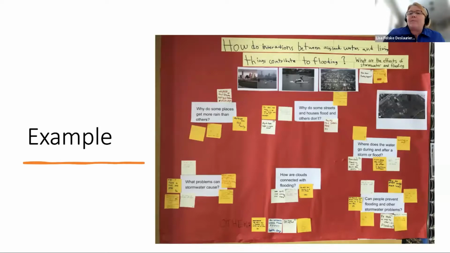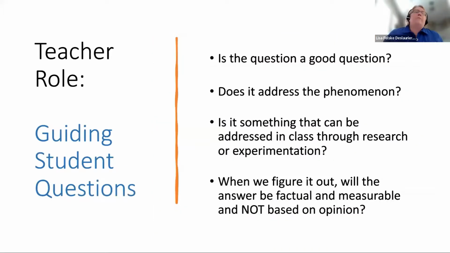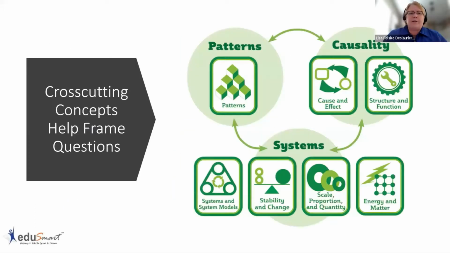Or, how do interactions between air, land, water, and living things contribute to flooding? So this is a huge question, probably a unit question, and you could tie in more than one science standard to this. So your role as a teacher is to steer them or help them understand: is the question a good question? Does it address the phenomenon? Is it something that you can address through research or an experiment? And if you do figure it out, are you going to have factual and measurable data and not just an answer based on opinion?